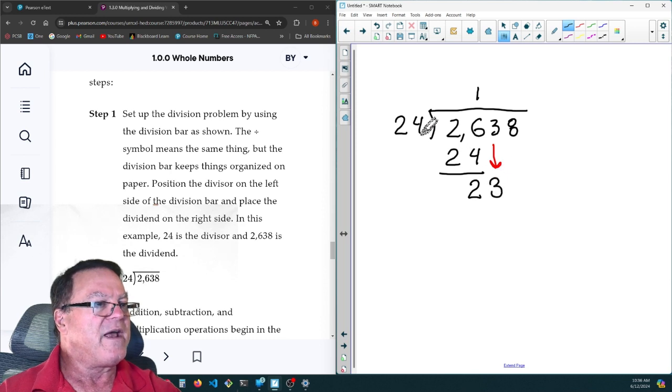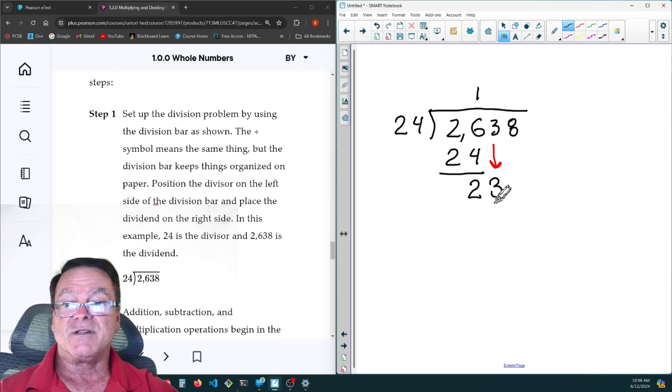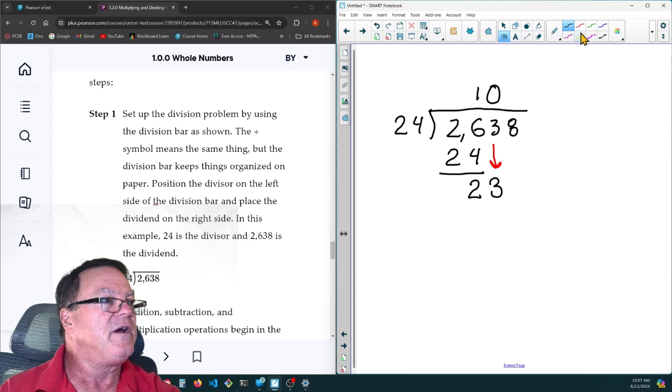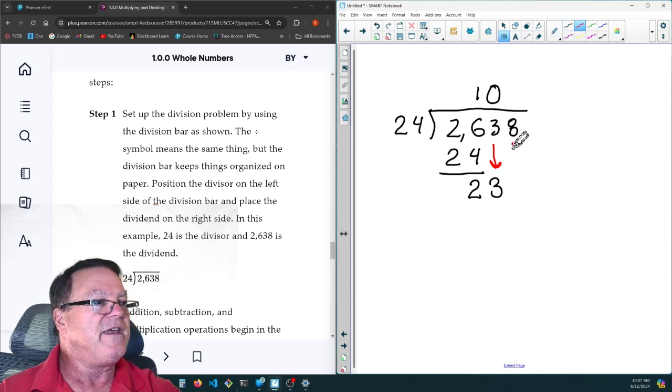there. So now we ask ourselves, how many times does 24 go into 23? Well, it doesn't because it's larger. So above the division bar, I'm going to write a 0 in this tens column. This is the hundreds column, this is the tens column, this is the ones column. Notice how in division we're working from the largest number down. We start on the left and work to the right. So now 24 does not go into 23, so we're going to bring down the 8.